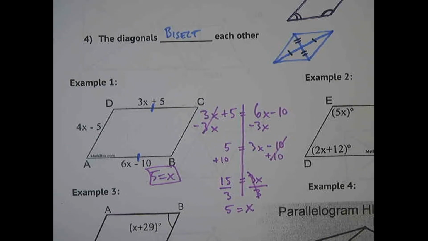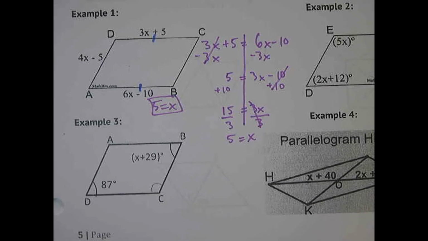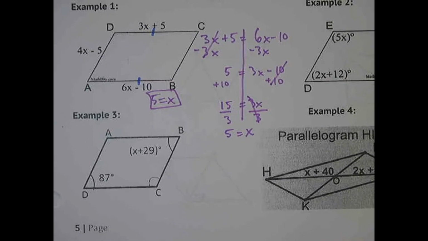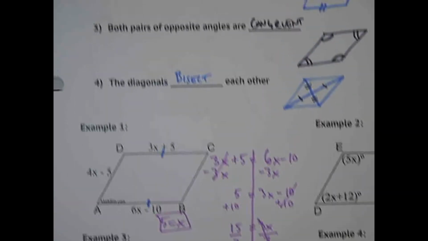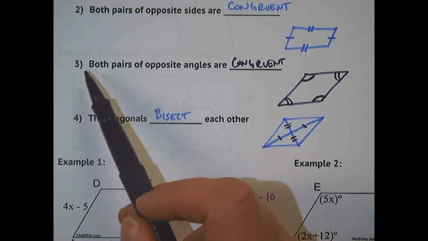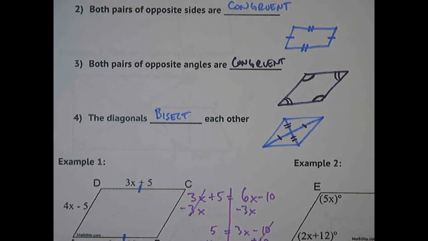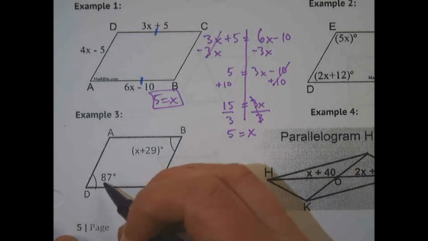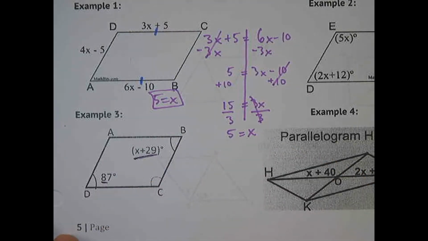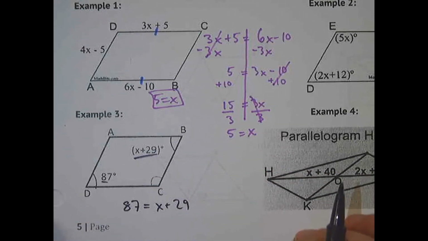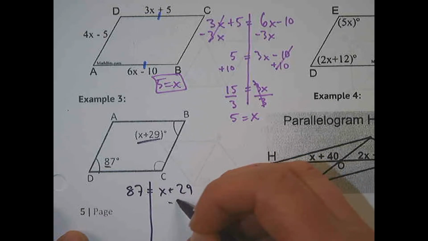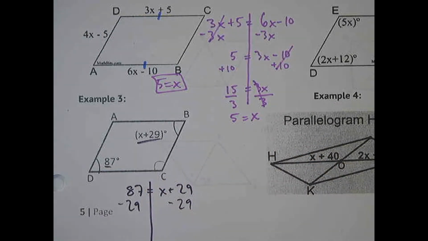Alright, we're going to jump down to example 3 here, and then we'll catch example 1 and 2 in a moment. So for example 3, we know from step 3 up here, from our third property, both pairs of opposite angles are congruent. So if I look down here, these 2 are opposite angles. They're in opposite corners across from each other. So they're going to be equal to each other. So all I have to do is go 87 equals x plus 29. And then we subtract 29 from both sides, and 87 minus 29 is 58.